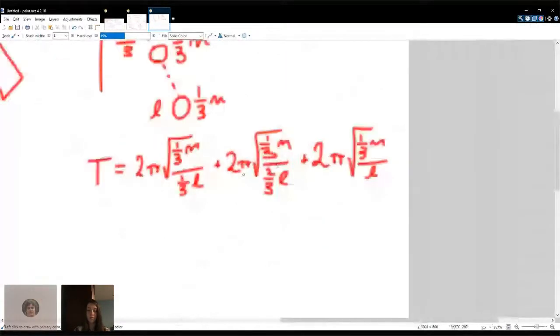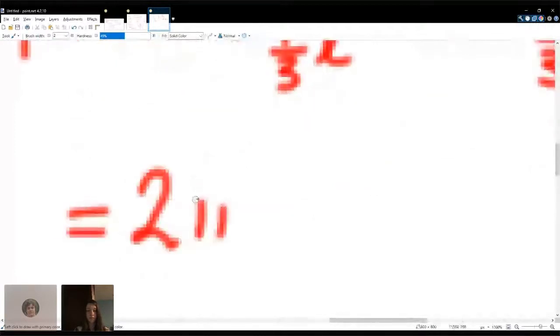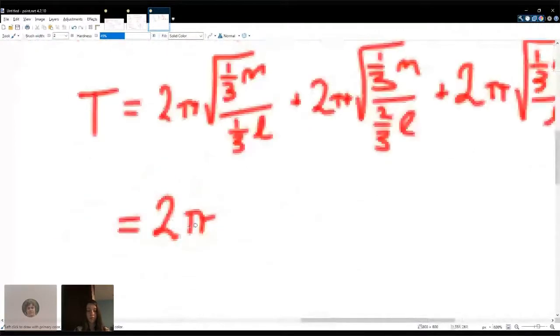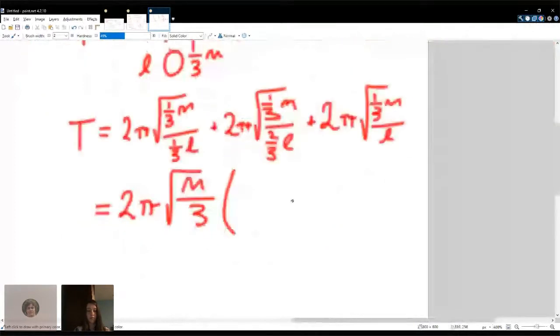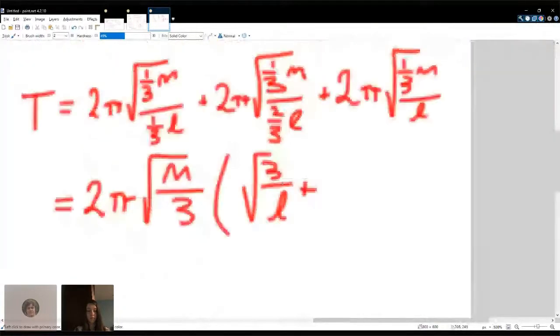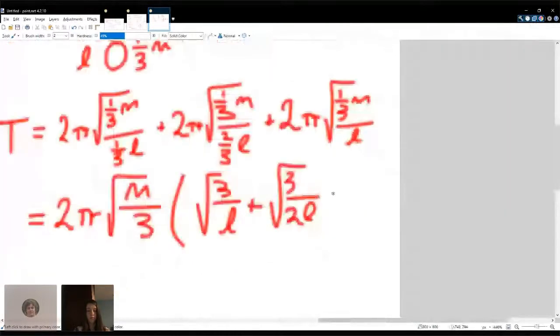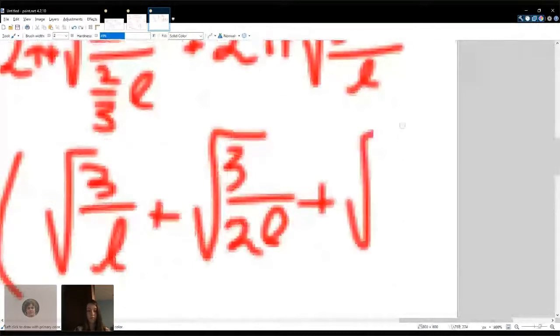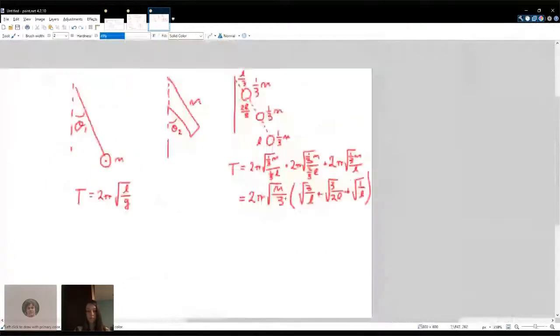And basically what happens is all of these have a common term of 2 pi root m over 3. And then it becomes square root 3 over L plus square root 3 over 2L plus dot dot dot with the other one. Or actually, I can just write that out. It just becomes square root 1 over L. But you kind of have to take an average of them, sort of. Well, actually, that's beyond the point.